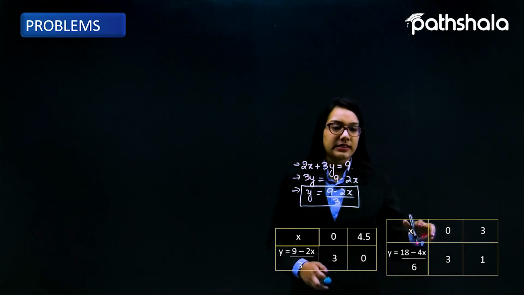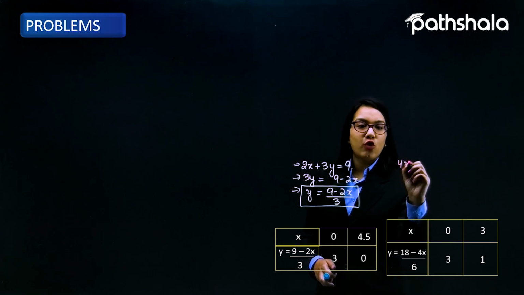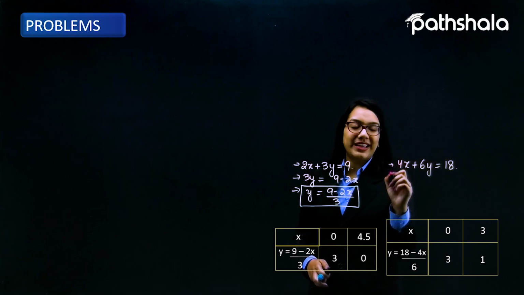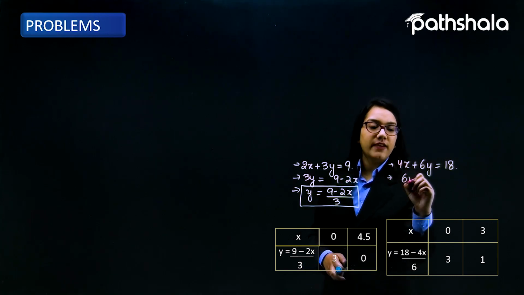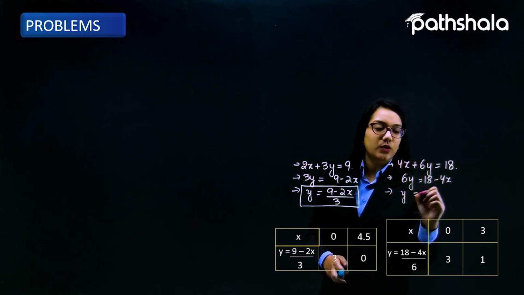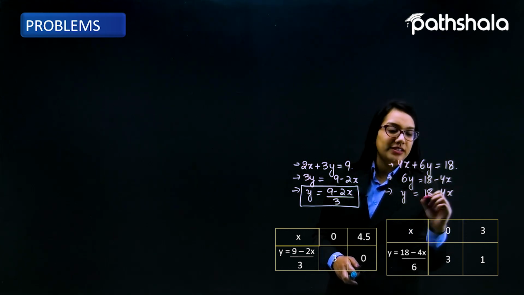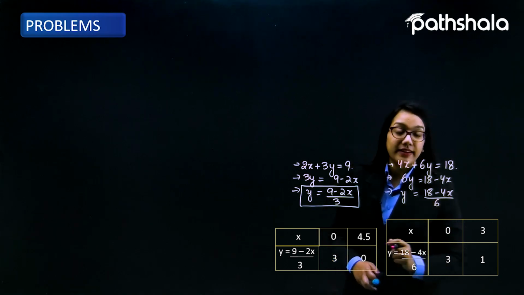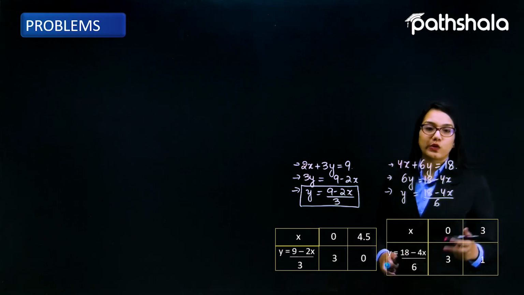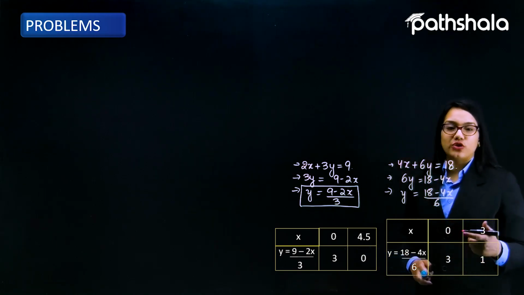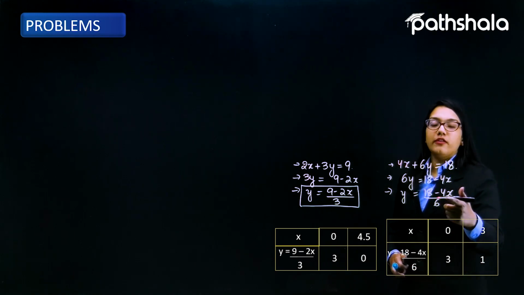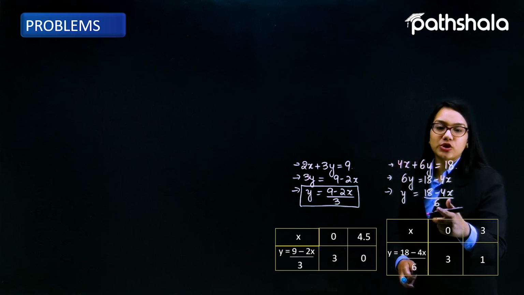In the same way we are taking the solutions for the second equation. As we know, the second equation is of the form 4x plus 6y is equal to 18, and I'm expressing it in terms of y as 6y is equal to 18 minus 4x. Further we can write it as y is equal to (18 minus 4x) divided by 6. Now in this equation we are taking the solution x is equal to 0. So if we take x is equal to 0 here, we get 18 by 6, which is nothing but 3.